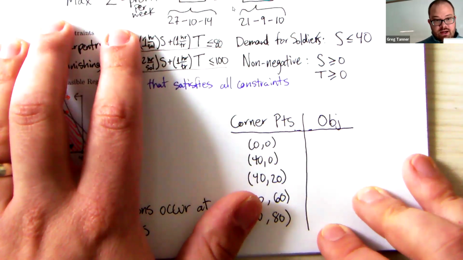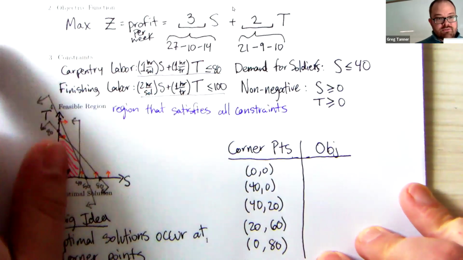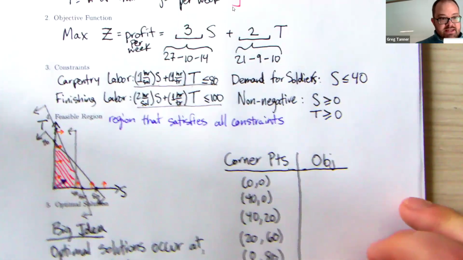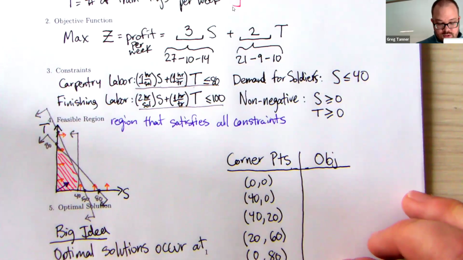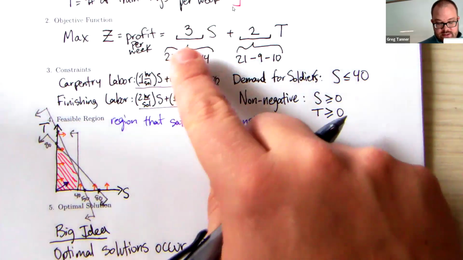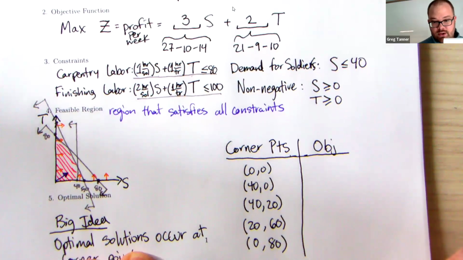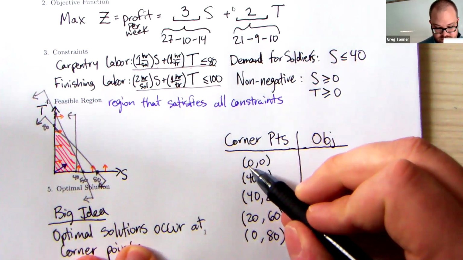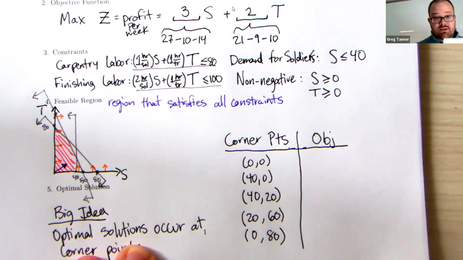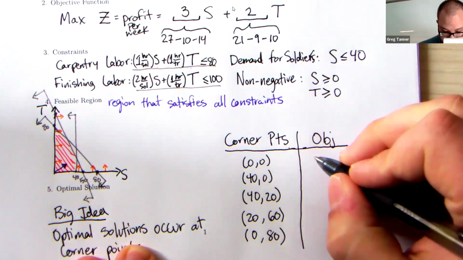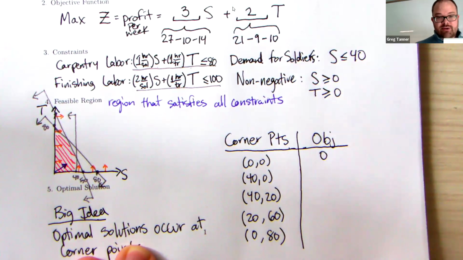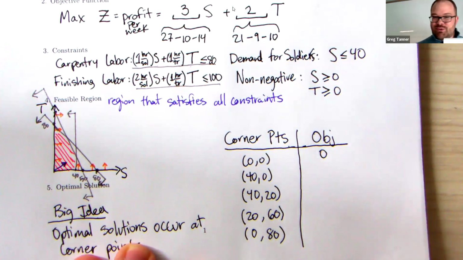And so now I can go back to my objective function, which was to maximize that profit per week. And I can use the function 3 times the S value plus 2 times the Z value and compute that for each of my corner points. And so for the (0, 0) corner point, that would correspond to making no soldiers, no trains, and I'll get no profit. So pretty boring solution, but it's good to know that we at least have one solution that won't lose us money.